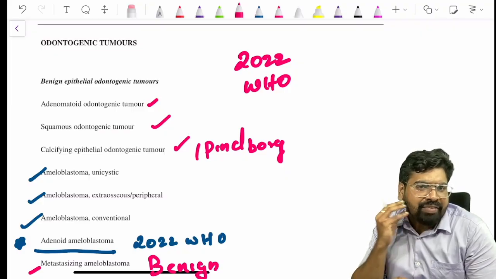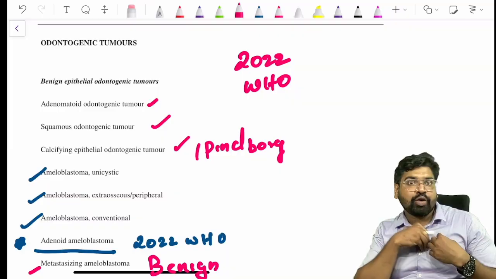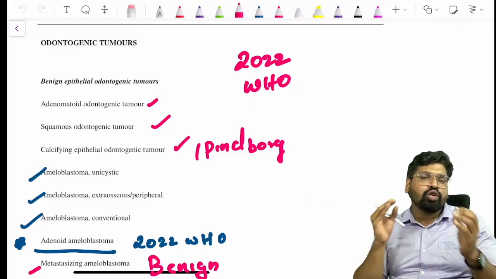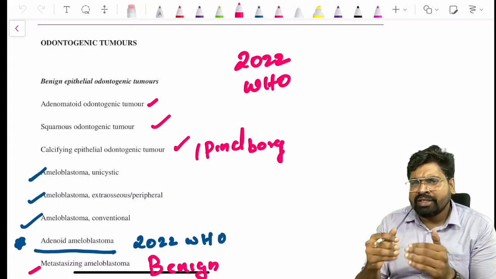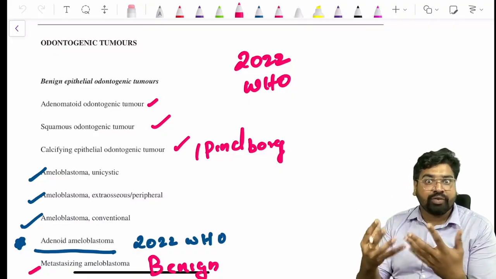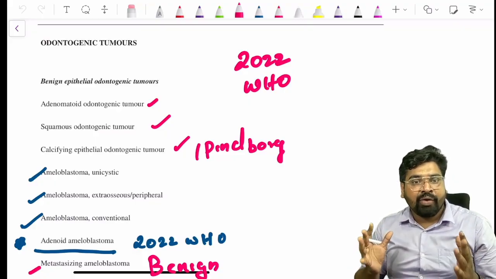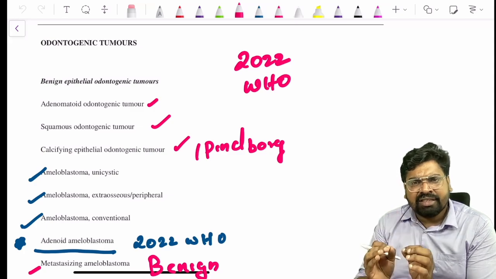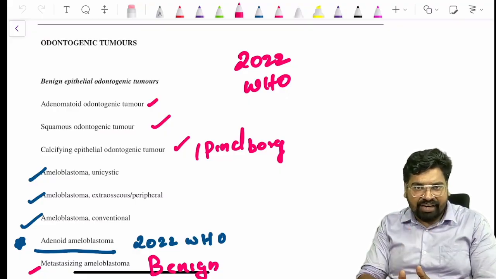Sometimes an ameloblastoma in the jaw can spread to the lungs. But if you take a biopsy from the jaw and a biopsy from the lung, in both places the histology will be benign. You will see benign features, not high carcinoma features. Carcinoma features are necrosis, high NC ratio, high pleomorphism. These are all features of malignancy. Metastasizing ameloblastoma is just the presence of ameloblastoma in a different site, in the lung, but the histological features will be benign.